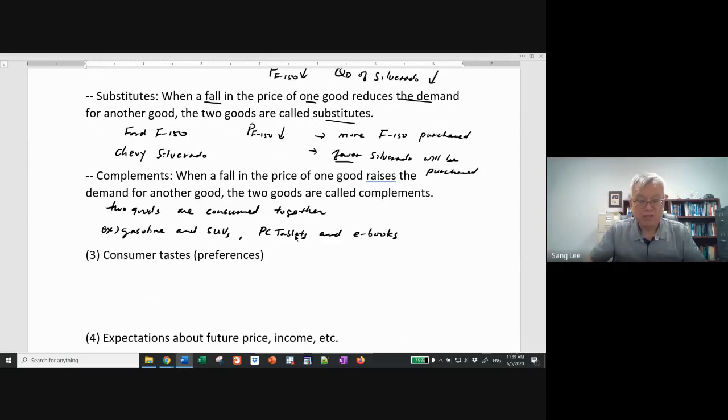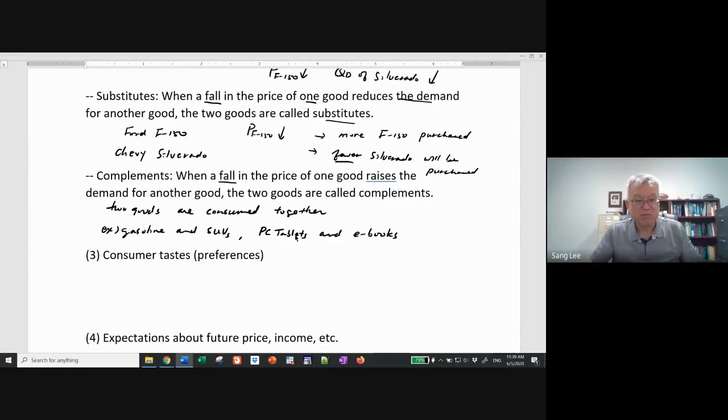So now here's a technical definition. When the price of one good is falling, then the amount of the other good people buy, the demand for the other good, is now increasing. Then we say the two goods are complements.